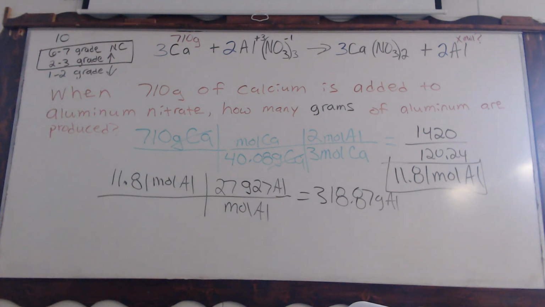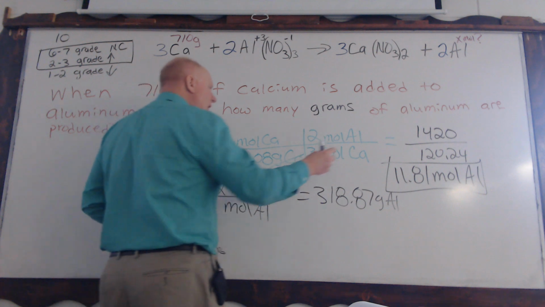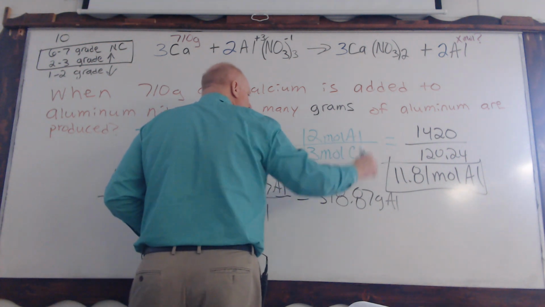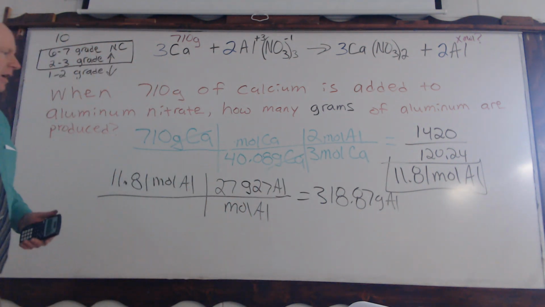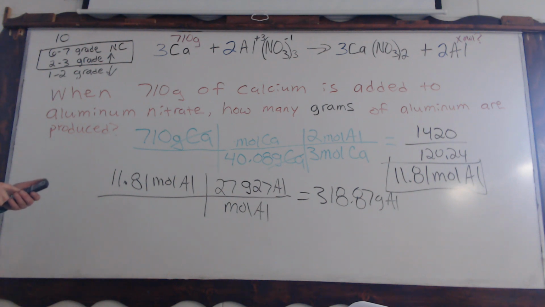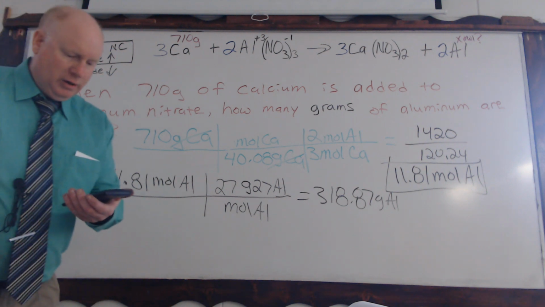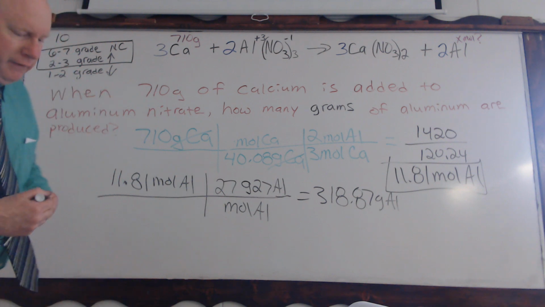Now we could start all over. And notice that when you get to this step, you'd just be multiplying by 27 anyway. So let's see if we're doing this right. So 710 times 2 times 27 gives you 38,340.